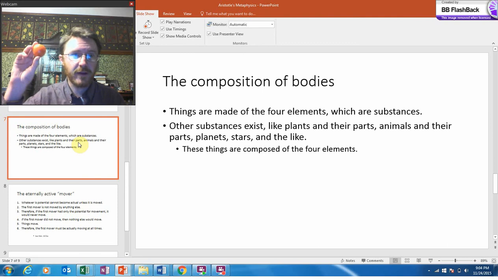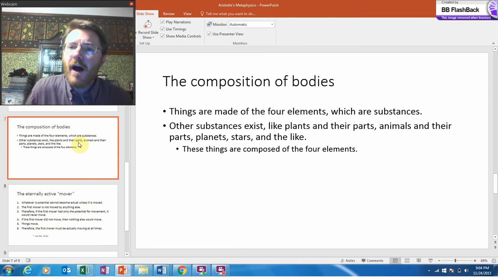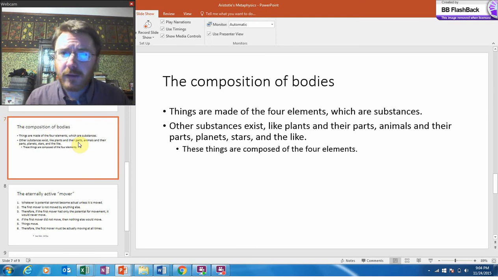So here we have an example. This is not a Platonic form. This is an actual tomato from our garden. So animals are another thing that seemed to Aristotle to clearly have their own distinctive nature, such that they were substances of themselves, substances in their own right. Human beings, obviously, and the parts of animals and human beings.